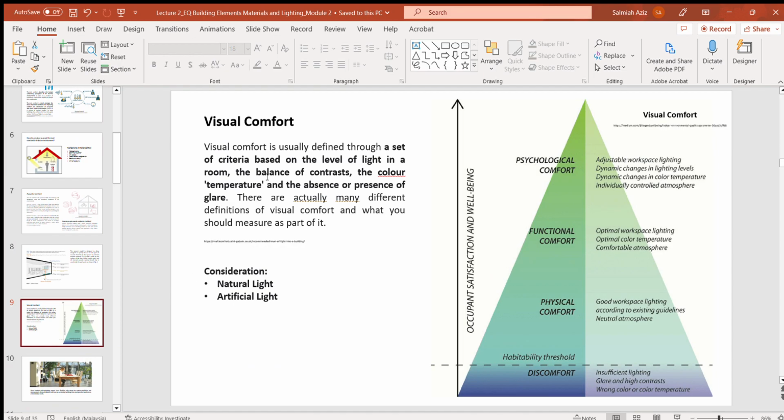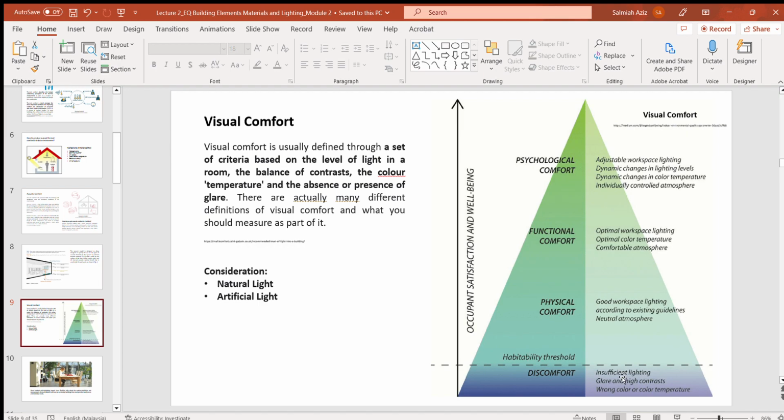So what is visual comfort? Visual comfort is usually defined through a set of criteria based on the level of light in a room, the balance of contrast, the color temperature, and the absence or presence of glare. There are actually many different definitions of visual comfort and what you should measure as part of it. For visual comfort of a room, we should consider natural light and also artificial light, where we should evaluate both characteristics, and also check the intensity of both.